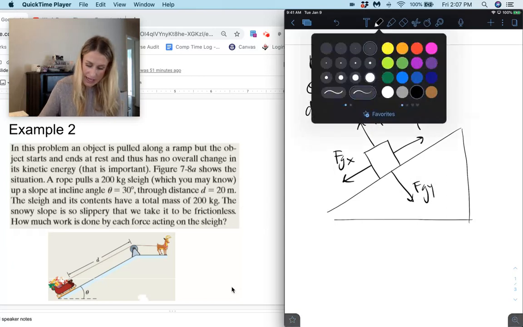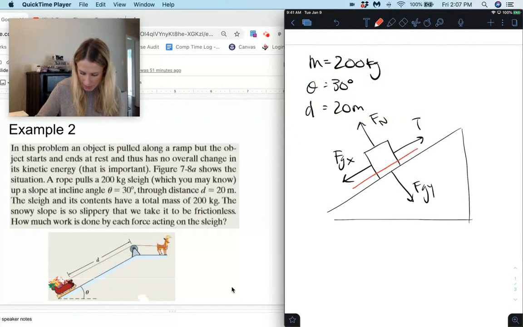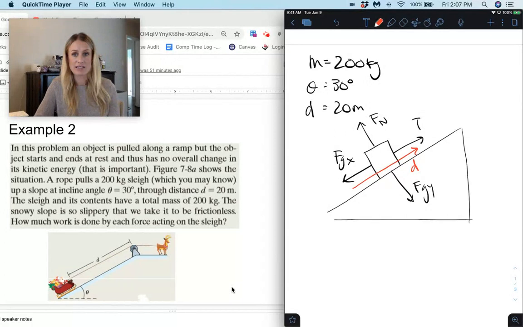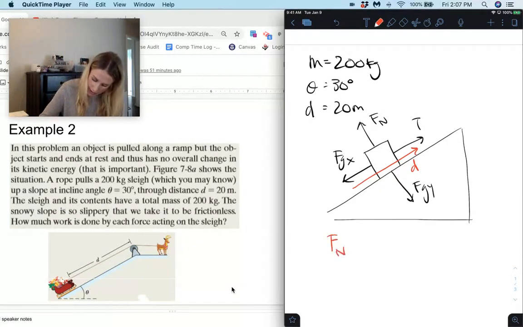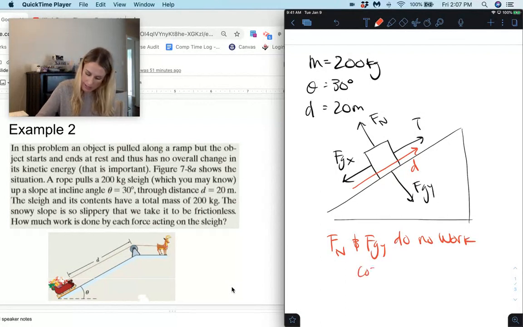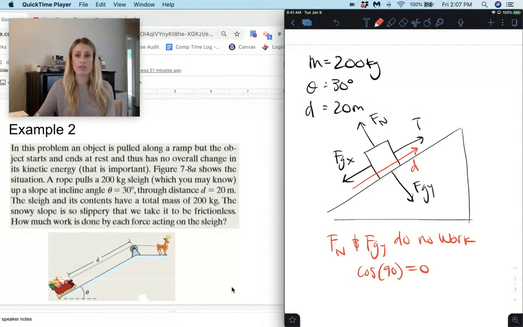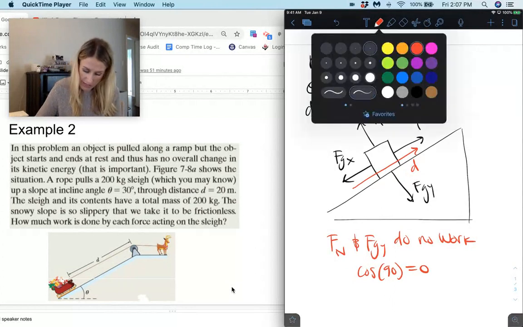Now we can see that this sleigh is going up this incline in that direction. So that is our displacement d. If you recall, any forces that are acting perpendicular to the displacement are doing no work. So that means that the normal force and the force of gravity in the y direction do no work. And that's because the cosine of 90 degrees, the angle between those forces and the displacement, is equal to 0. Therefore, those two do no work on that object.